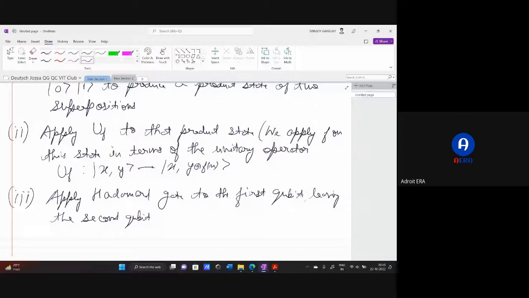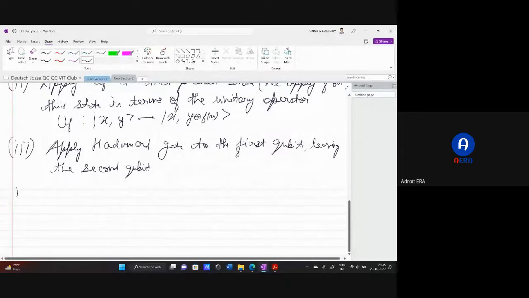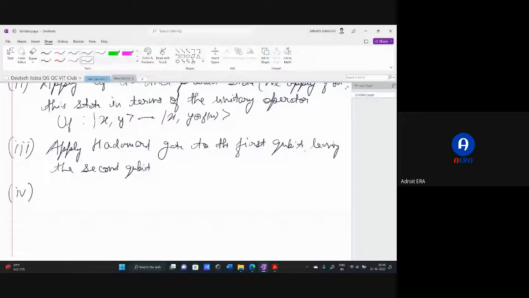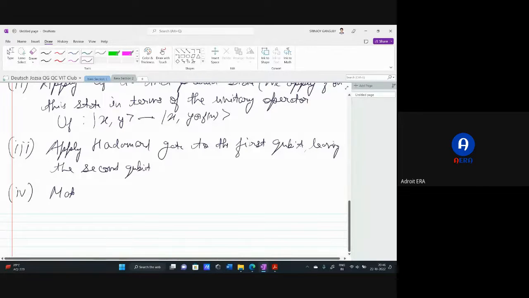Remember, you are going to take a measurement of the first qubit. So this is the fourth one, the last step. Make a measurement on the first qubit. Already you can see we have not applied the Hadamard gate, we have not touched the second qubit in the third step itself. So make a measurement on the first qubit.